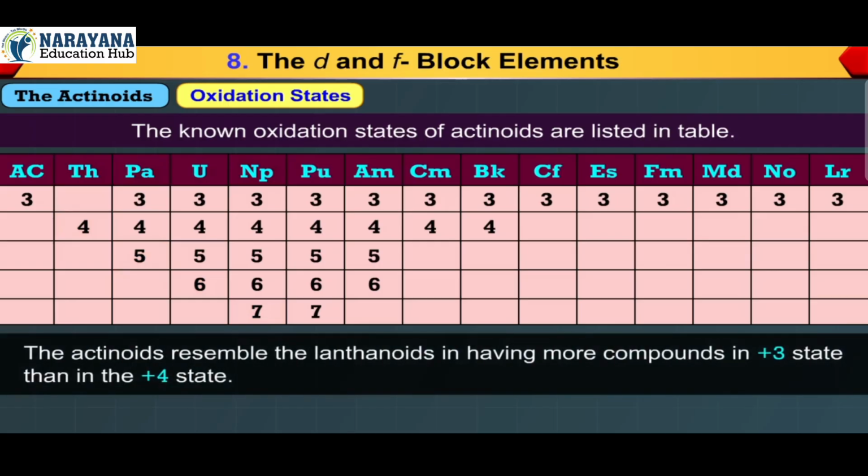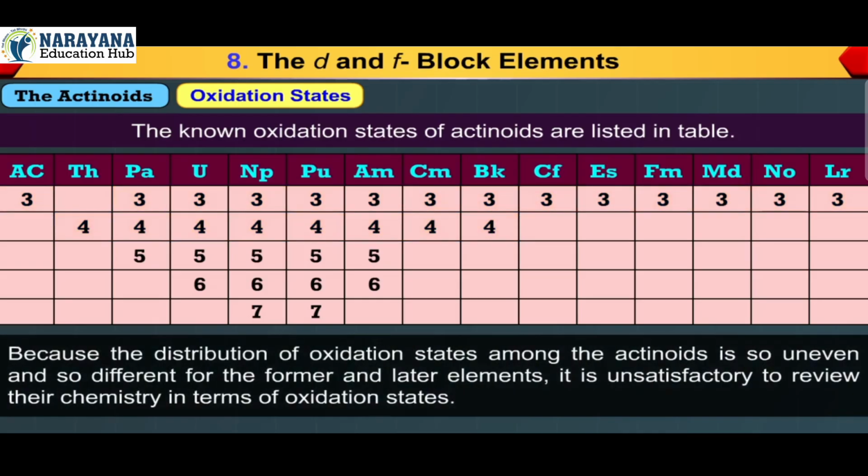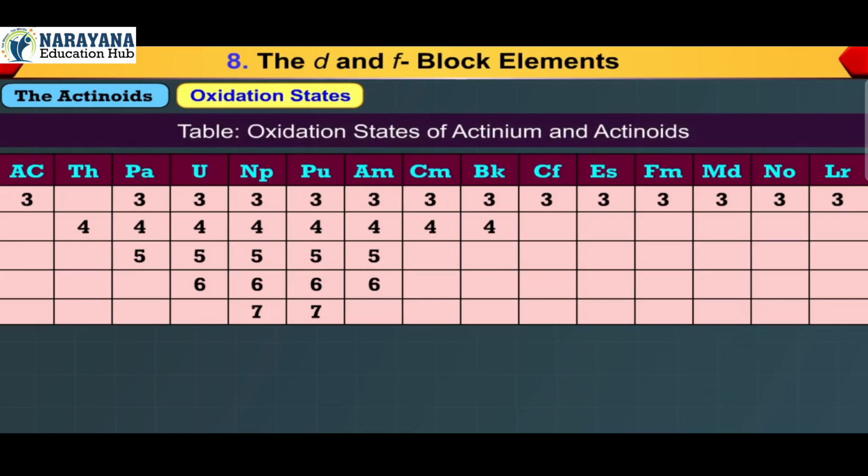The actinoids resemble the lanthanoids in having more compounds in the +3 state than in the +4 state. However, +3 and +4 ions tend to hydrolyze. Because the distribution of oxidation states among the actinoids is so uneven and so different for the former and later elements, it is unsatisfactory to review their chemistry in terms of oxidation states.